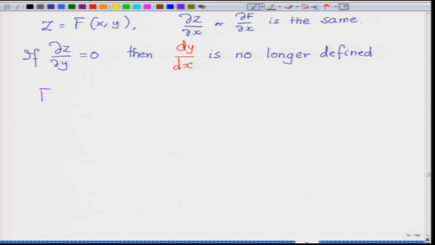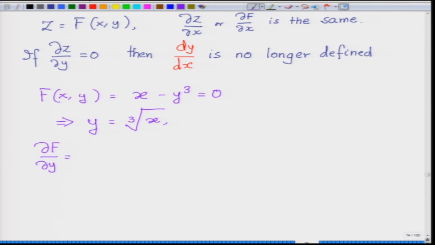So, suppose I have f(x, y) is equal to x minus y cube. In this case, the relation between y and x is clear. In this case, I will have y is equal to cube root of x. Let us see what is del f del y. Del f del y or del z del y, whatever is the same thing, is minus 3 y square. So, it implies that del f del y is equal to 0 if and only if y is equal to 0.